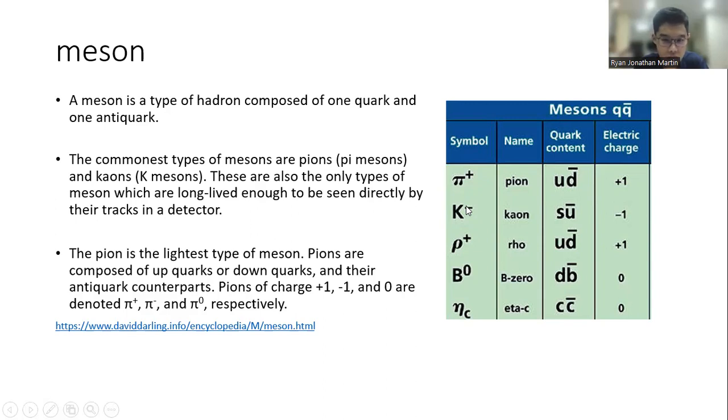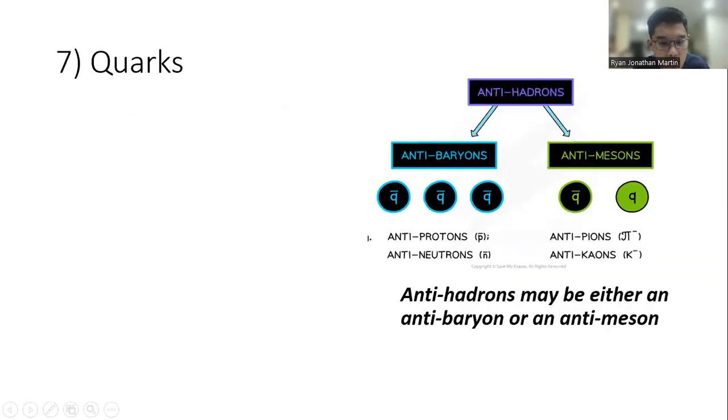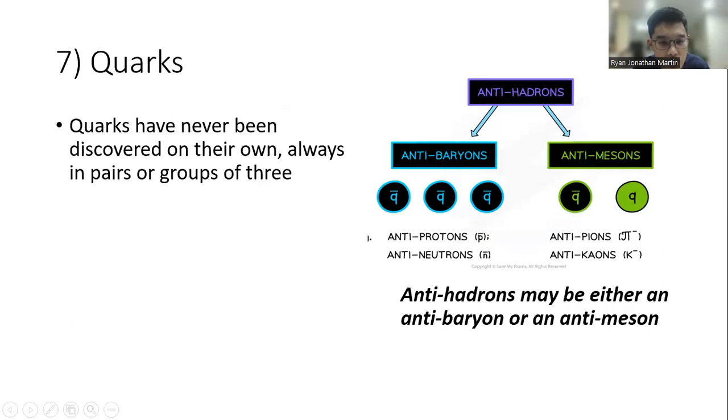A lot of things can come out. There's no restriction on them, except you need to know how to know the charge and how to add them out. But all the symbols you don't need to know. Quarks have never been discovered on their own, always in pairs or in groups of 3.